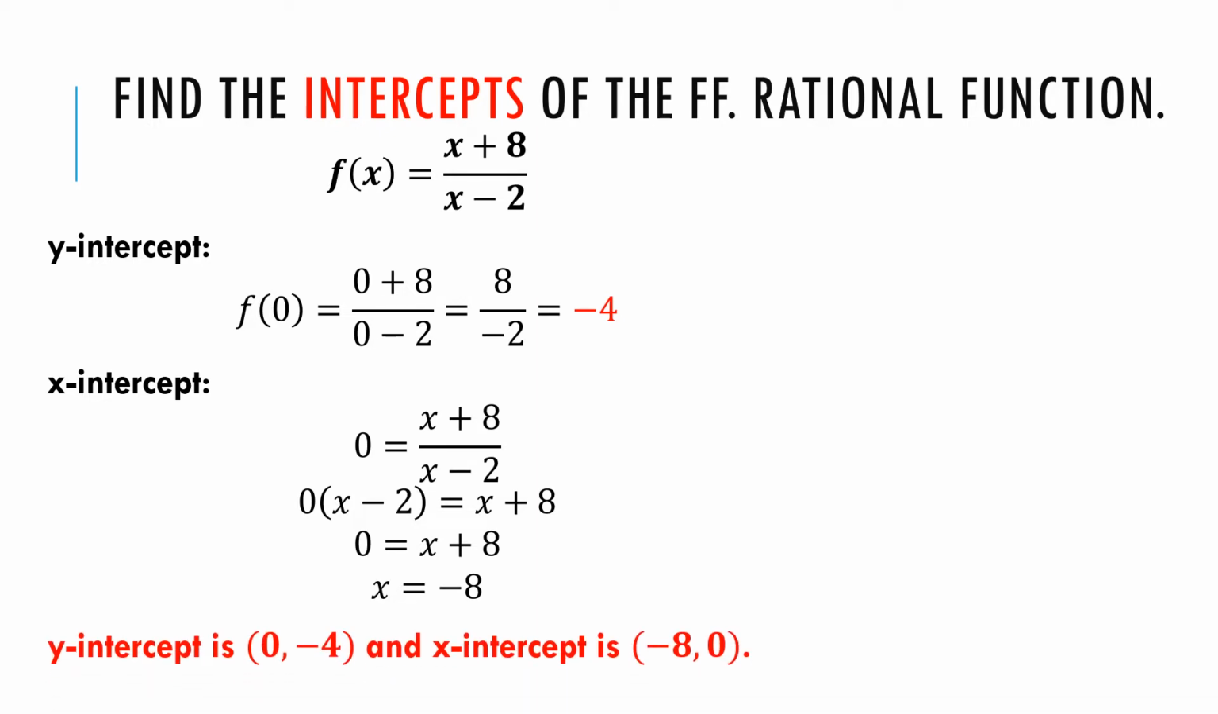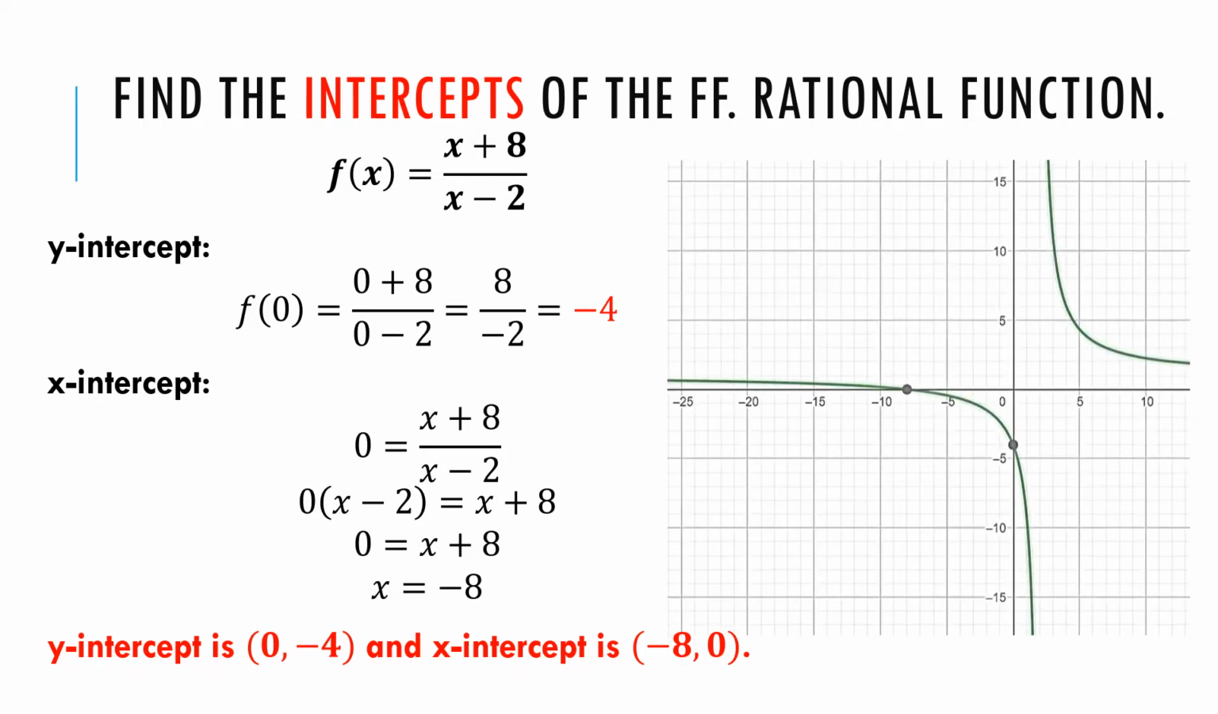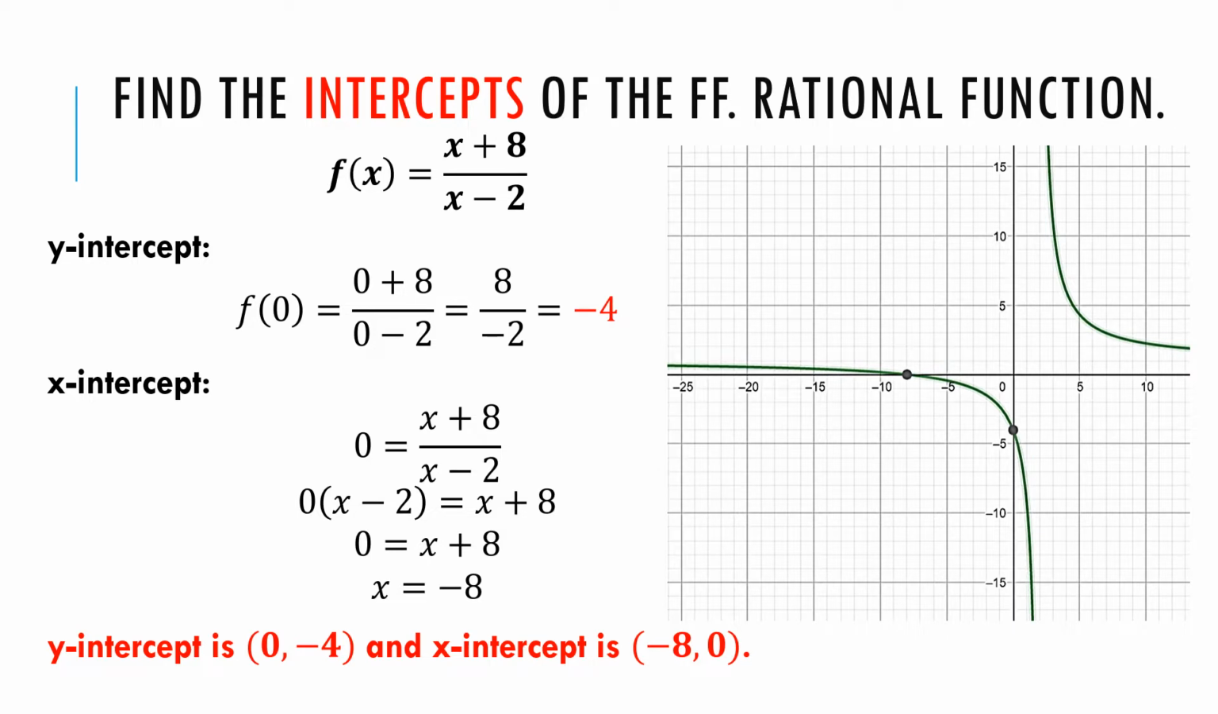Therefore, ito na ang ating mga intercepts. So, ang y-intercept natin is 0 and negative 4, and ang x-intercept naman natin is negative 8 and 0. Papakita ko sa inyo anong itsura ng graph natin. Again, ang intercepts, ito yung mga points where the graph crosses the y and x-axis. So, yan. So, ito na yung ating y-intercept. Y-intercept, so, nag-cross siya sa y-axis. Ito naman ang ating x-intercept. Nag-cross siya sa x-axis. Yan ang itsura ng graph natin. So, yun lang.